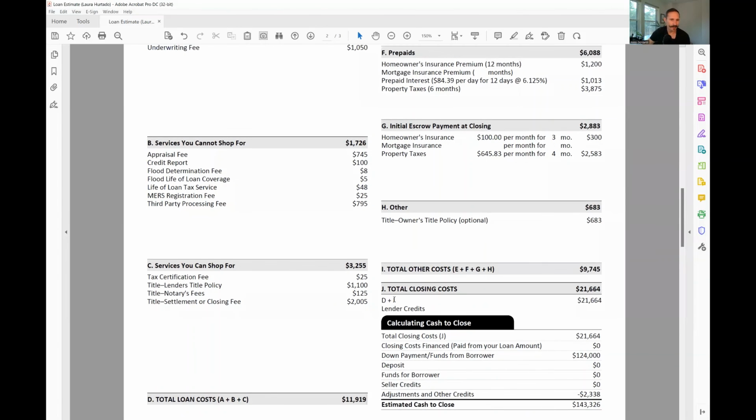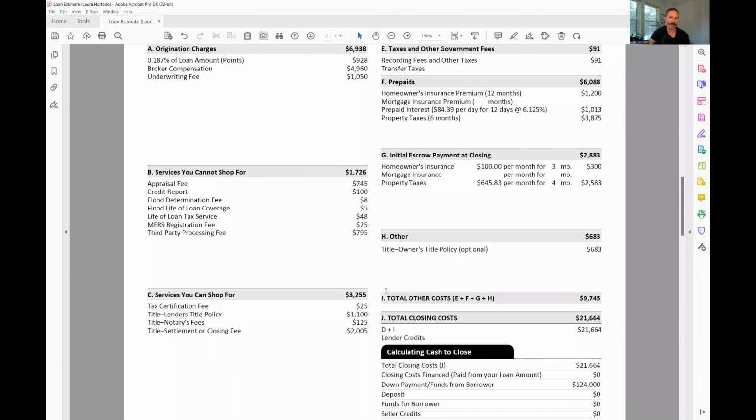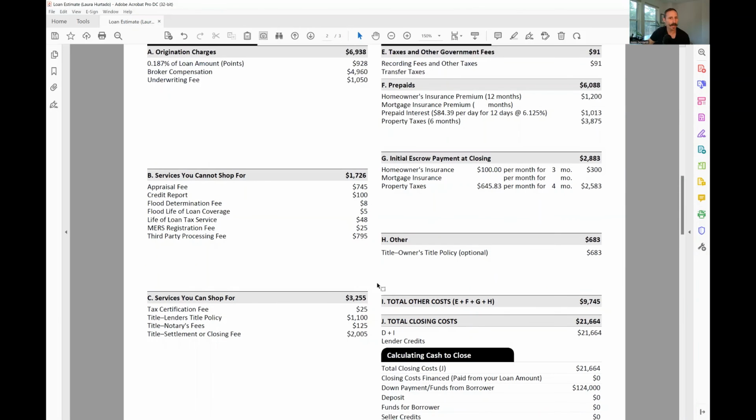As loan originators, the only thing that we really have control over is the compensation section in section A. Other than that, whether you use my company or somebody else's company, you're going to have an appraisal fee, a credit report. You're going to have section C. Those title fees and escrow fees are going to be the same whether you use lender A or lender B. Same with section E, F, and G. Those are prepaids. That's homeowners insurance, prepaid interest, property taxes, recording fees. Those are not governed or determined by the lender that you choose.